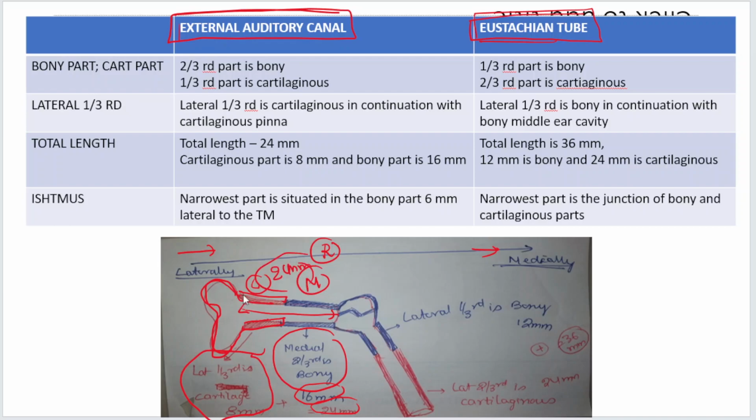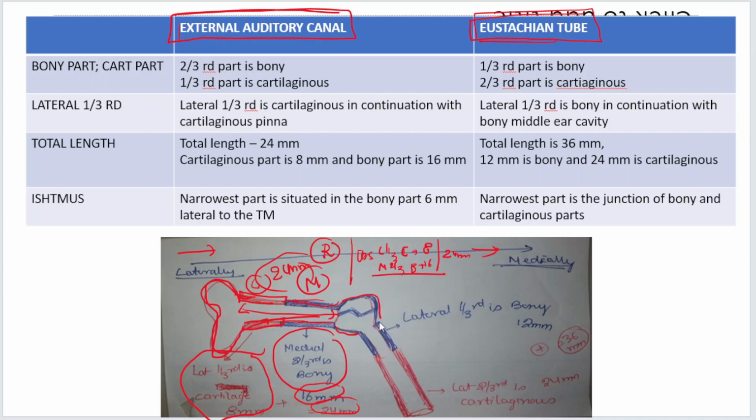Okay. So the lateral 1/3, which is in continuation with the pinna, is cartilaginous, and the medial 2/3, which is in continuation with the tympanic cavity, is bony. So external auditory canal, lateral 1/3 is cartilaginous and the size is 8 millimeters, and the medial 2/3 is bony. Its size is 16 millimeters, and the total length of the external auditory canal is 24 millimeters.